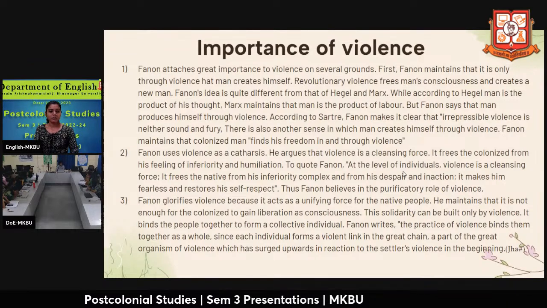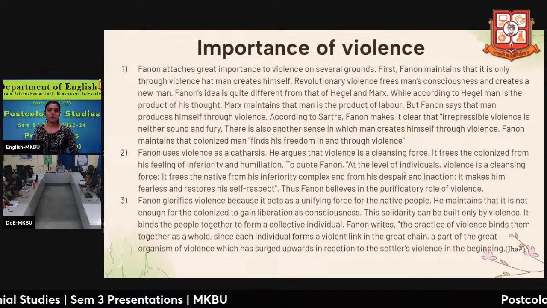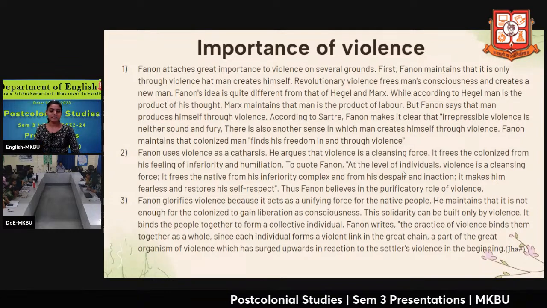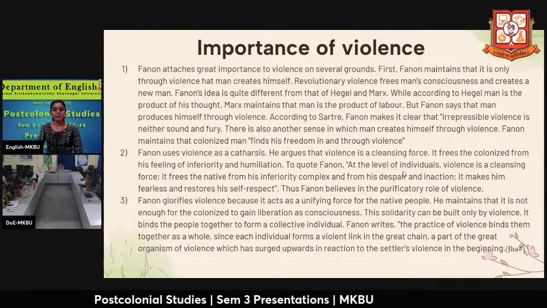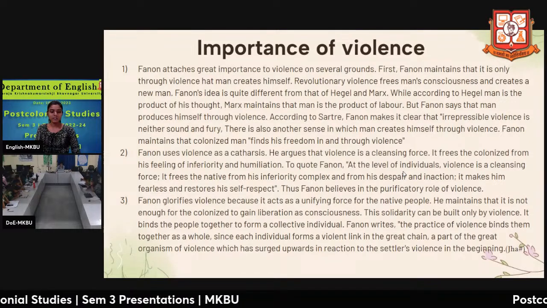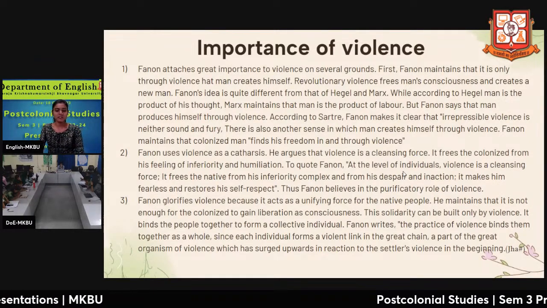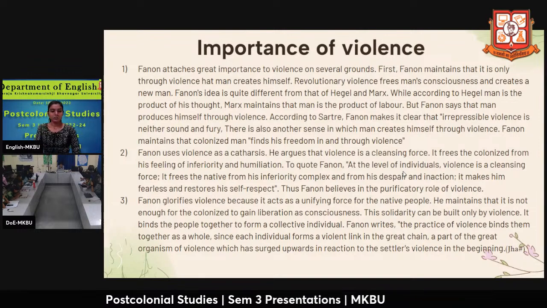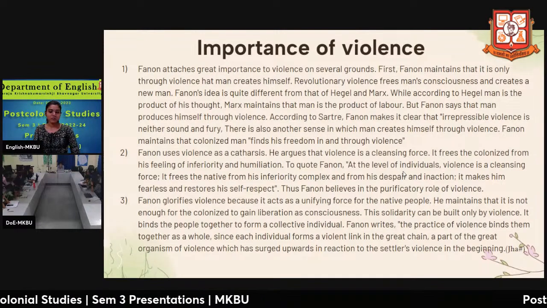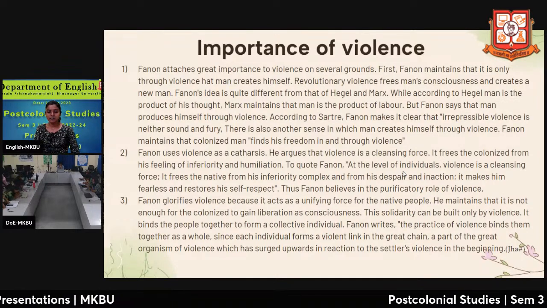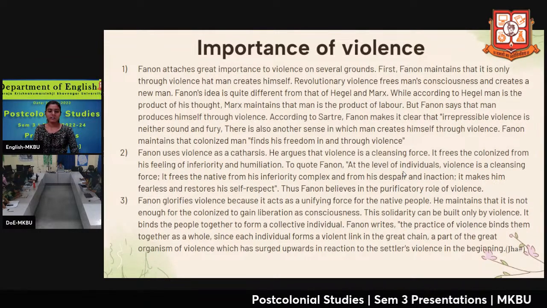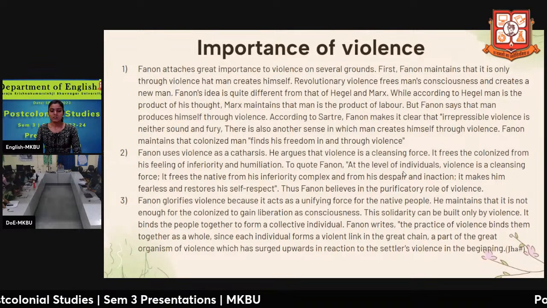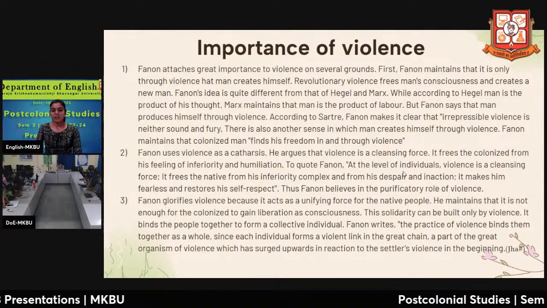Fanon glorifies violence because it acts as a unifying force for the native people. He maintains that it is not enough for the colonized to gain liberation as consciousness. This solidarity can be built only by violence. It binds the people together to form a collective individual. Fanon writes, the practice of violence binds them together as a whole, since each individual forms a violent link in the great chain, a part of the great organism of violence which has surged upwards in reaction to the settlers' violence in the beginning.